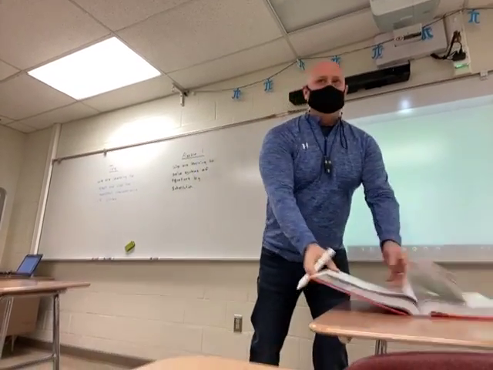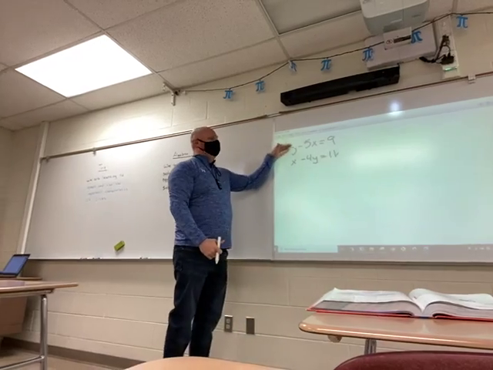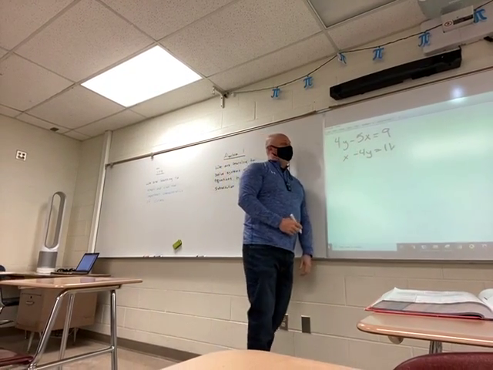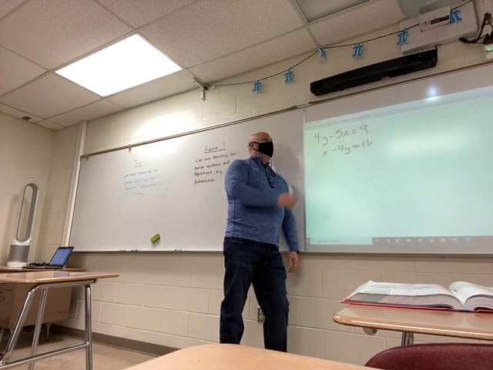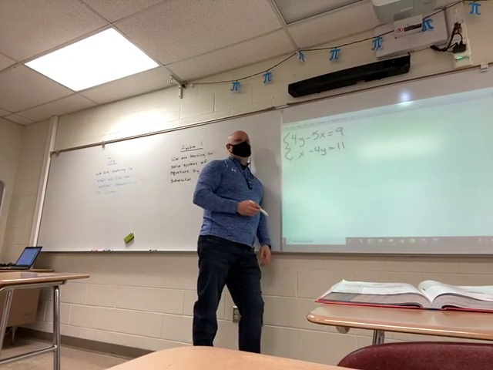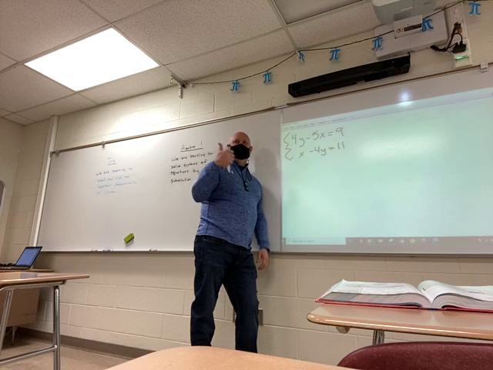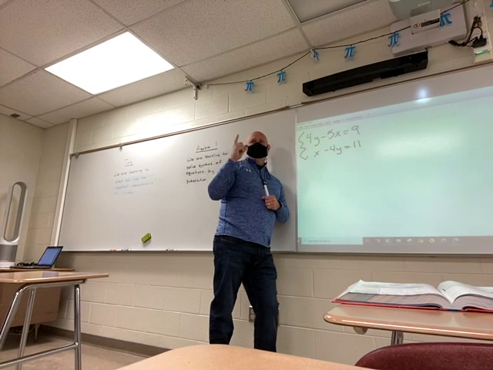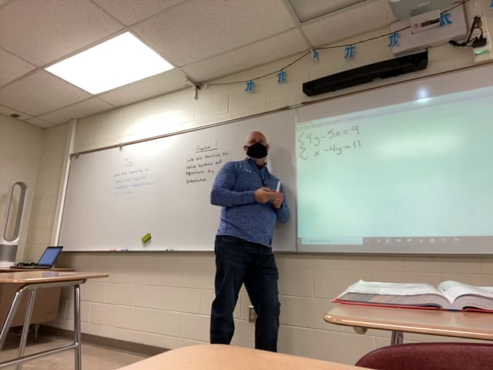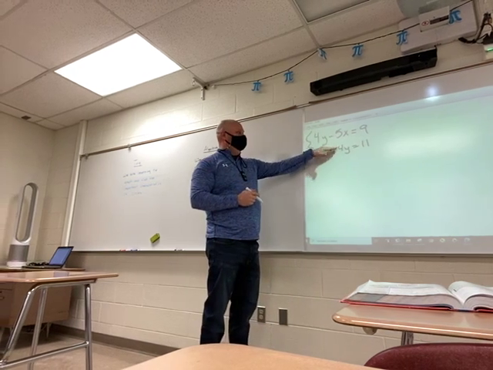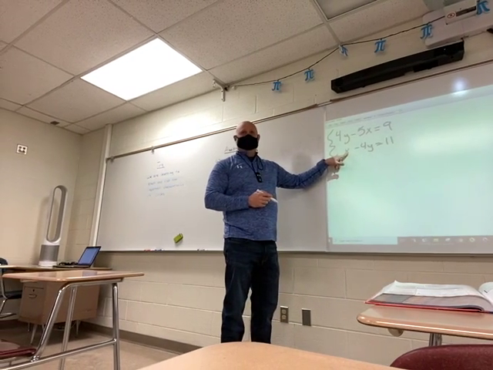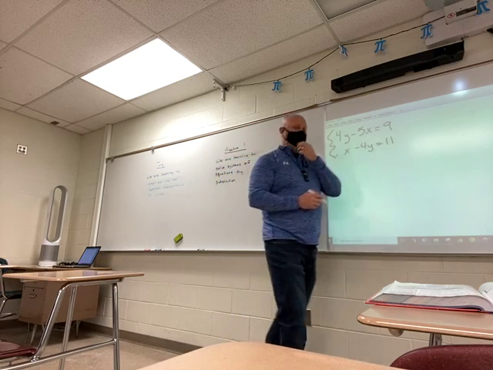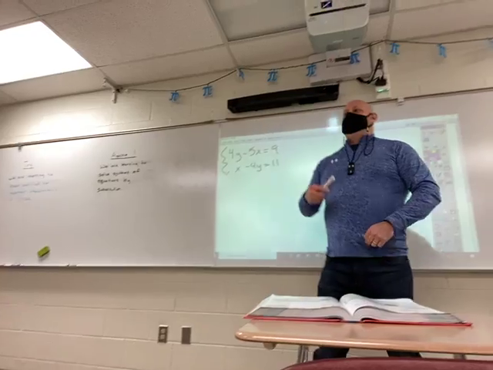With this problem that I put on the board: 4y minus 5x equals 9. X minus 4y equals 11. How many good choices do we have for step 1, where we want to get one equation solved for x or y? We only have one here. What's the only real good choice? Second equation for x.